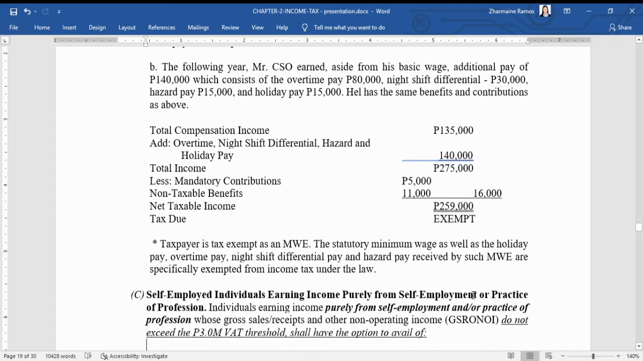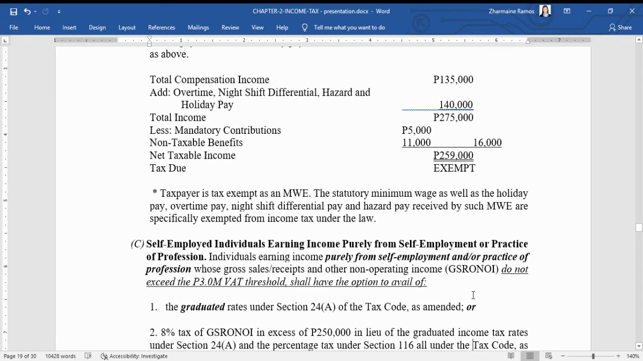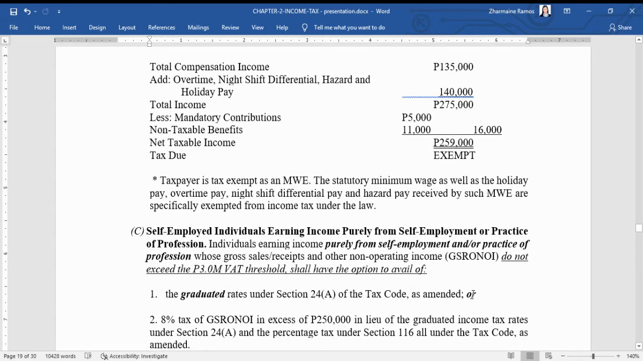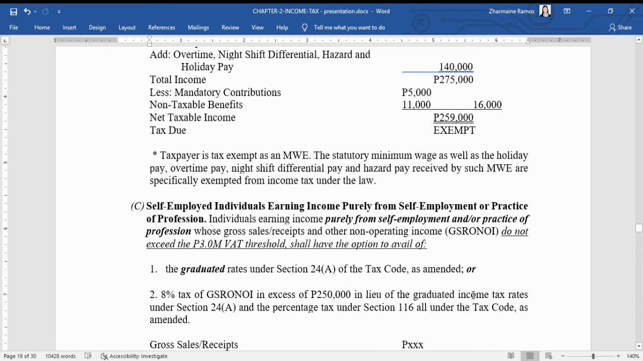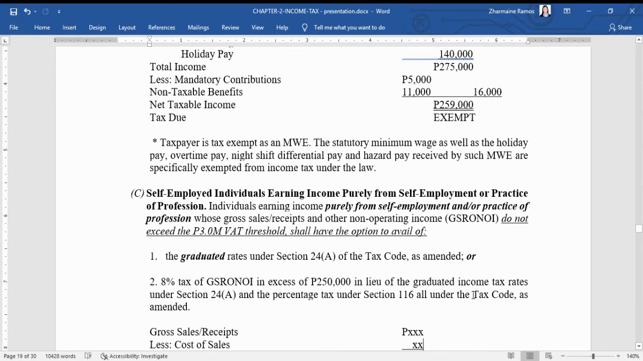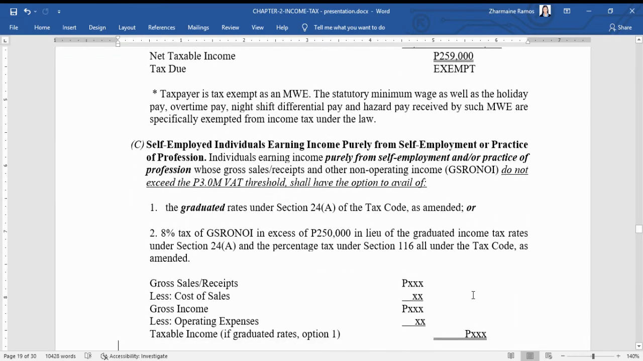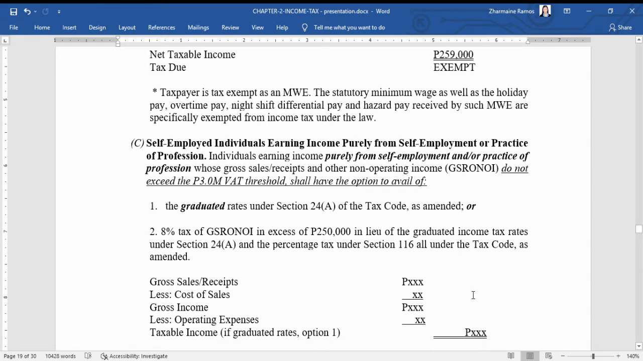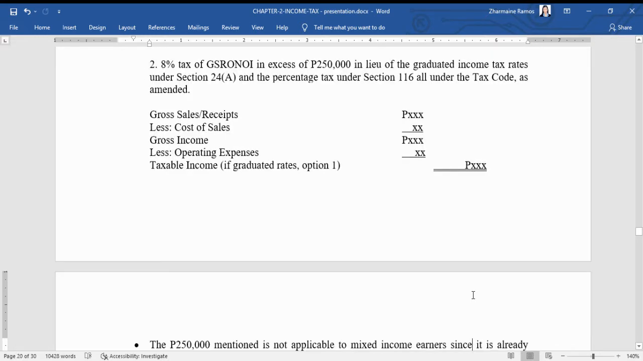Next is self-employed individuals earning income purely from self-employment or practice of profession. Sabi natin kanina, kapag individuals earning income purely from self-employment or practice of profession, kapag hindi nag-exceed ng 3 million VAT threshold, meron kang dalawang option to avail the graduated rates or the 8% of GSRONI in excess of 250,000 pesos. So, yung excess ng 250,000 pesos, yun lang yung isa-subject mo ng 8%. At ito yung computation niya, gross sales or receipts, less cost of sales, yun yung gross income mo, less operating expenses, at yun yung taxable income mo.